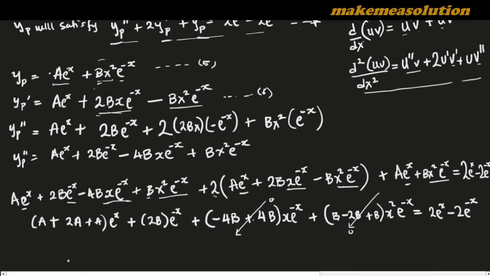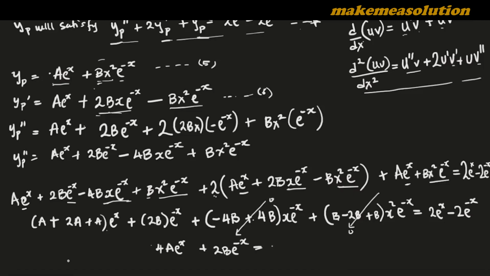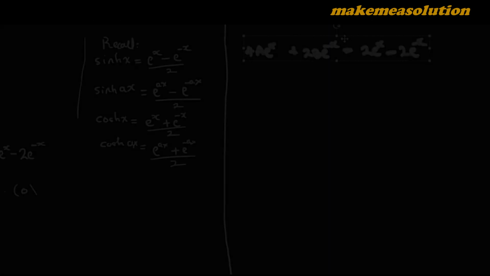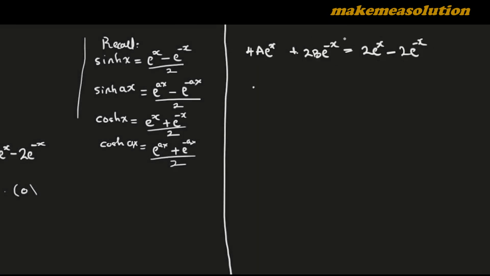is, when you simplify this, you're going to get 4a exponential x plus, when you simplify this, you get 2b exponential minus x is equal to 2 exponential x minus 2 exponential minus x. So permit me to copy this solution, because we're going to go to another section of our page now. Okay, so this is what we got previously.